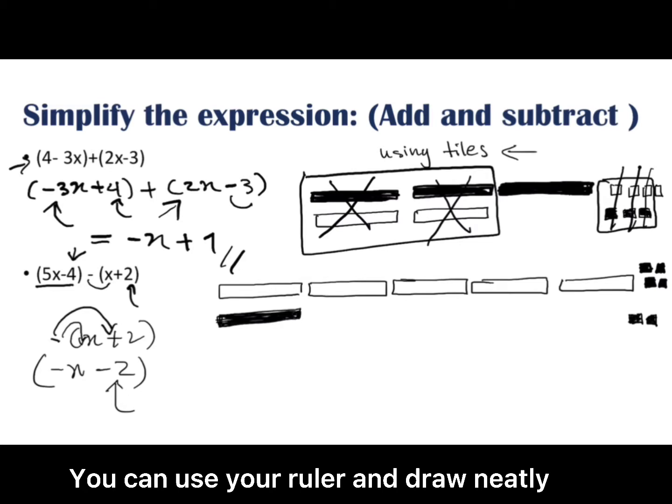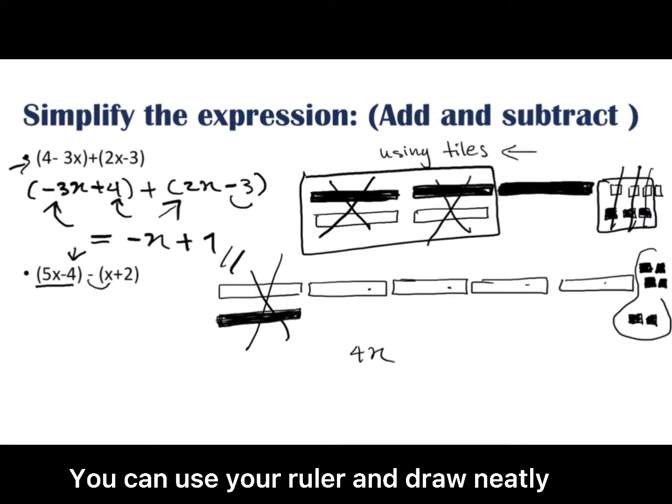Okay, now what we will do, we will try to simplify. Okay, so negative and positive get cancelled. What is left? 1 2 3 4. So we have 4 positive tiles, and here we don't have anything to cancel, so just find what is there. We have negative 6. It's a negative 6, so our answer will be 4x minus 6.